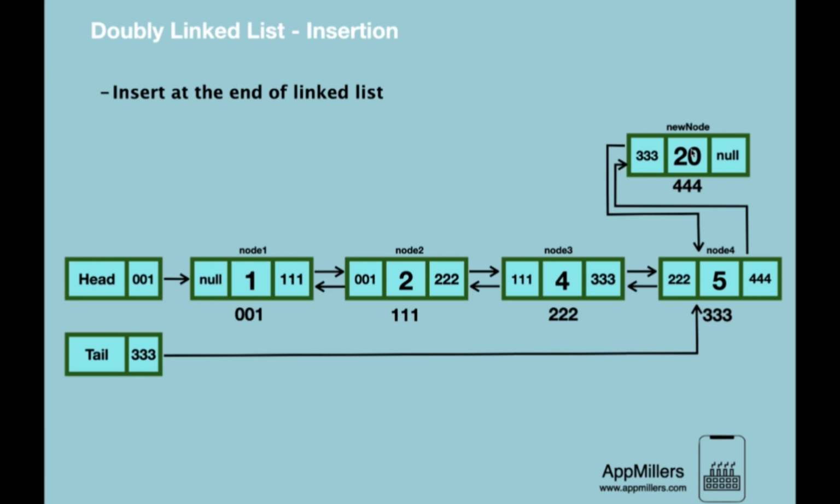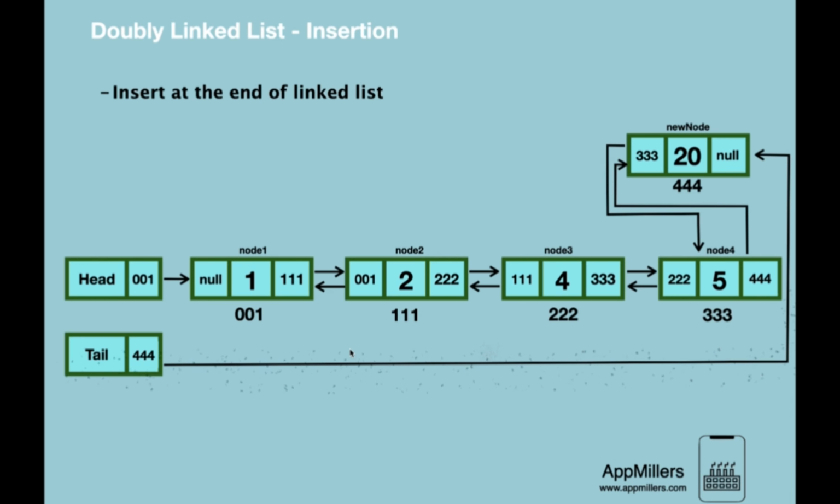So finally, we need to set our tail to reference our new node. We know that our new node's physical location is 444, so we will set tail's reference to 444. By setting it to 444, we create a link between tail and new node. So when we create a link between tail and new node, the previous link between tail and node 4 gets destroyed. So with this, we successfully insert an element at the end of the double linked list.